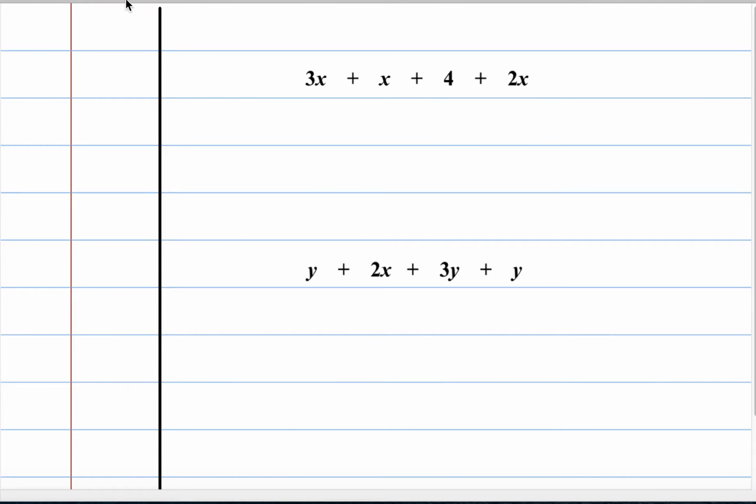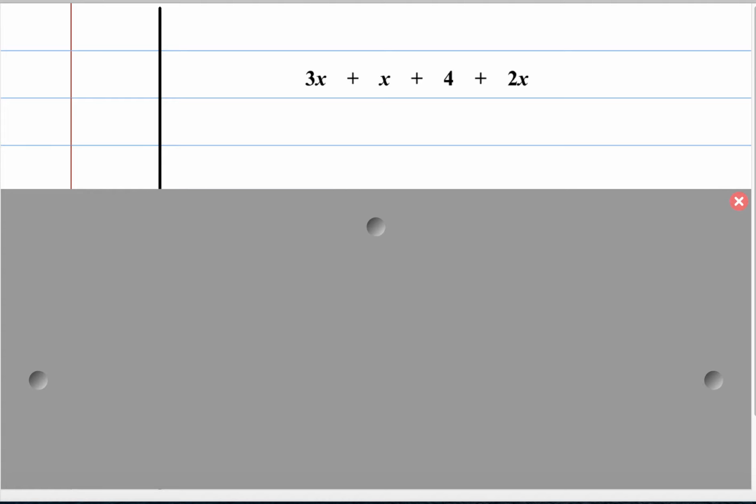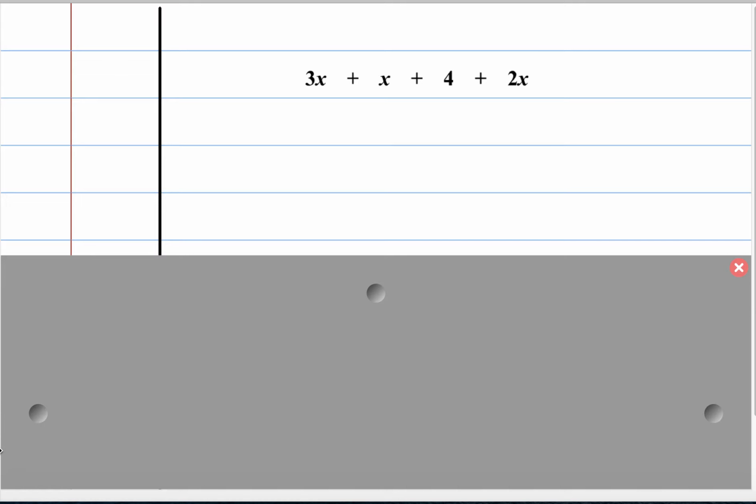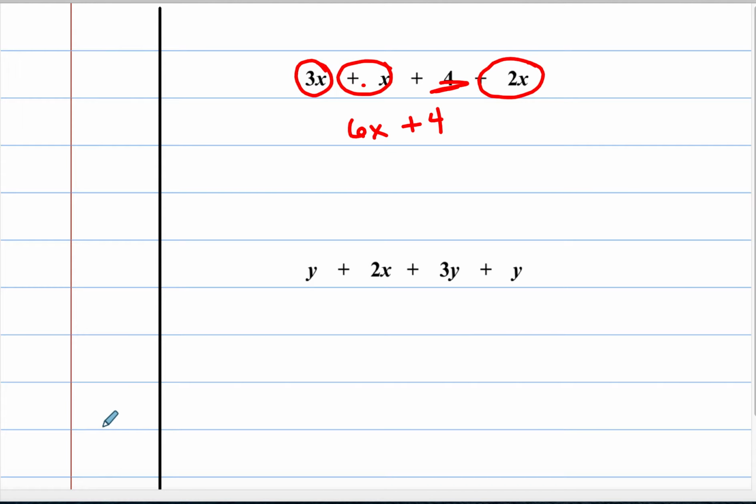So let's write this in your notebook and then let's combine them. When I combine them, I like to actually circle them. So that's a 3x, and I always circle the sign that's in front, plus an x, plus a 2x. Well, 3x plus x is 4x, plus 2x is 6x, and there's nothing to go with the 4, so that's plus 4. All right, you try this one. Come back when you're done.